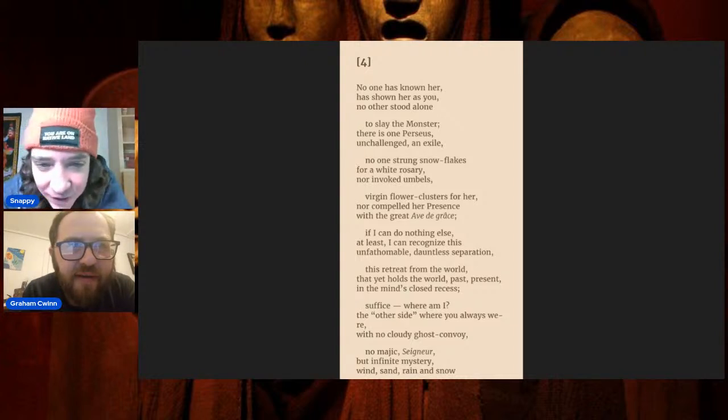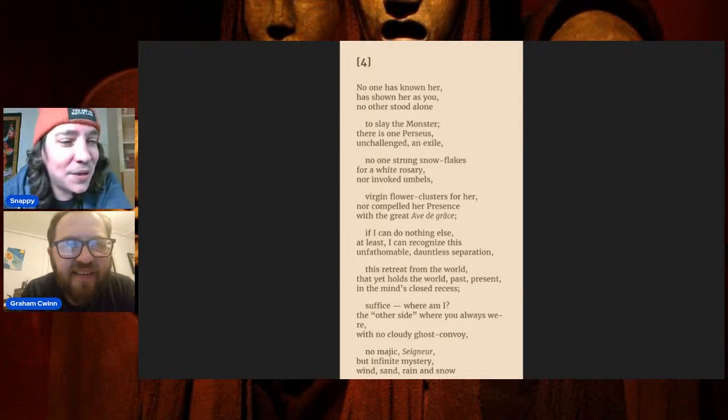If I can do nothing else, at least I can recognize this unfathomable, dauntless separation. This retreat from the world that yet holds the world, past, present, in the mind's closed recess. Suffice, where am I? The other side where you always were, with no cloudy ghost convoy, no magic, seigneur, but infinite mystery, wind, sand, rain, and snow.